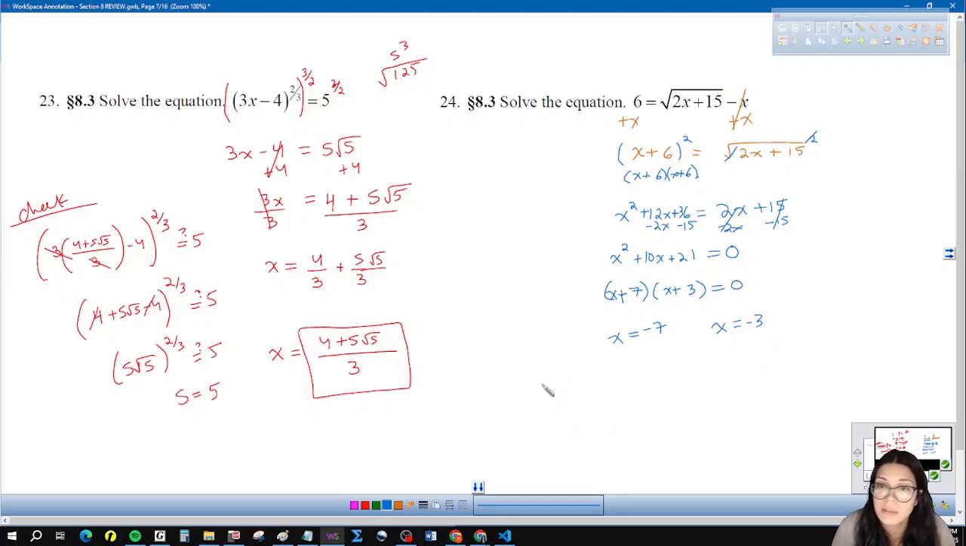Again, we must always check these, so let's go ahead and check the negative 7. So 6, does that equal square root of 2 times negative 7 plus 15 minus the negative 7? Now, 2 times negative 7 will be negative 14, plus 15 will be positive 1. The square root of 1 is 1, and the negative 7 will, of course, be positive 7. So this will be 8 on the right side. So does 6 equal 8? No. So negative 7 does not work. The negative 3, we need to check that one.